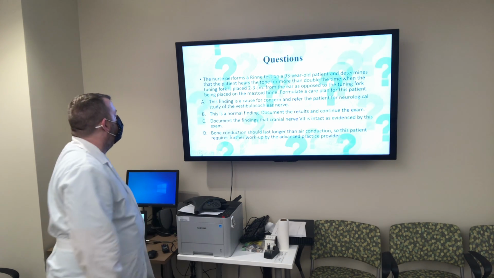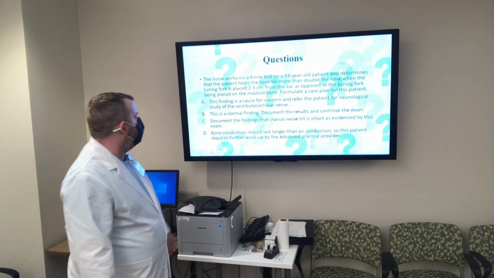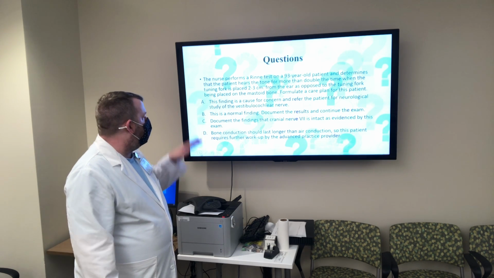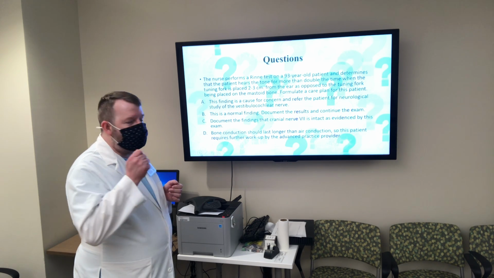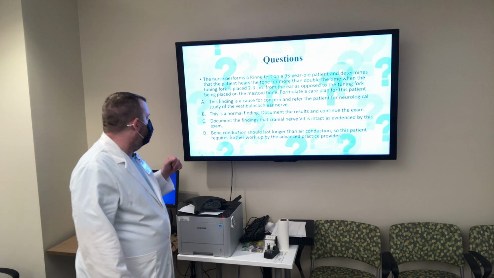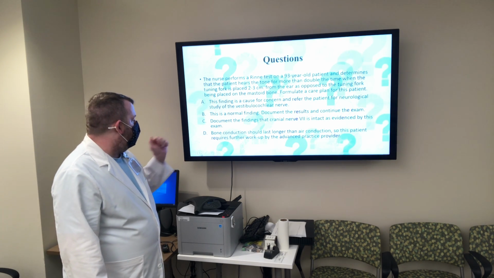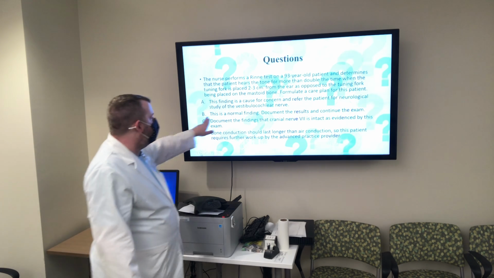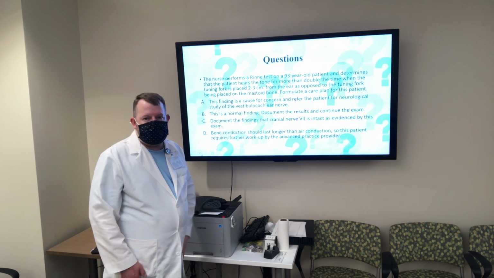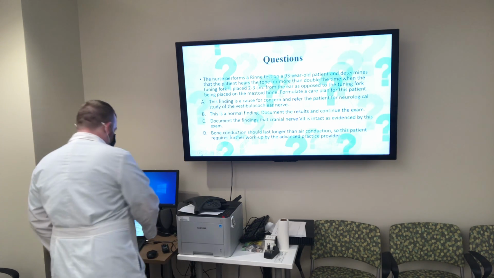Final question. The nurse is performing a Rinne test on a 93-year-old patient. The patient hears the tones for more than double the time when the tuning fork is by the ear as opposed to when it's placed on the mastoid bone. From your A&P 1, you know that this is going to be cranial nerve 8. This is a normal finding. Document the results and continue the exam, because we would expect air conduction to be double as much as bone conduction.